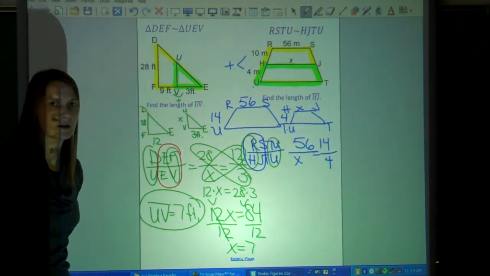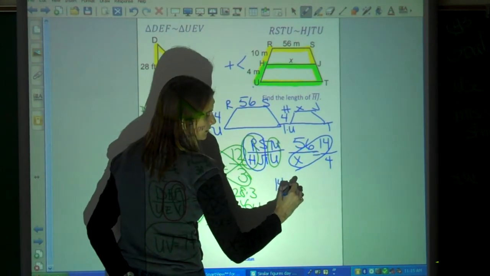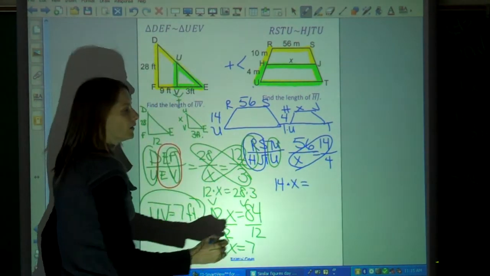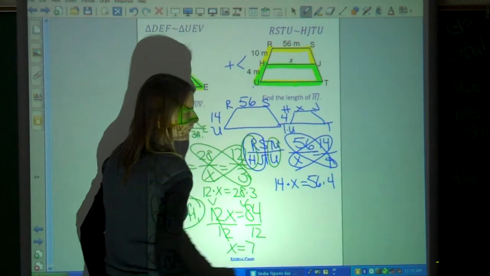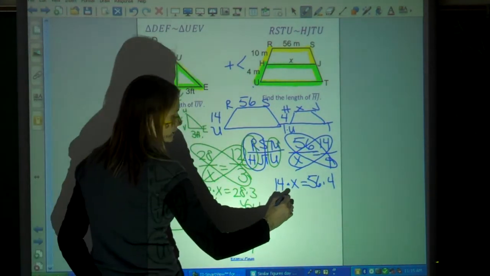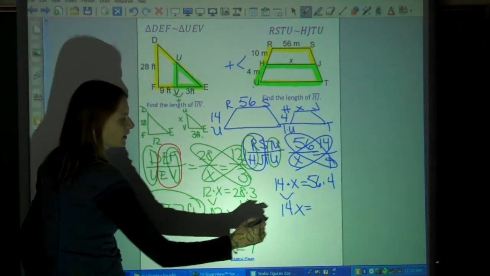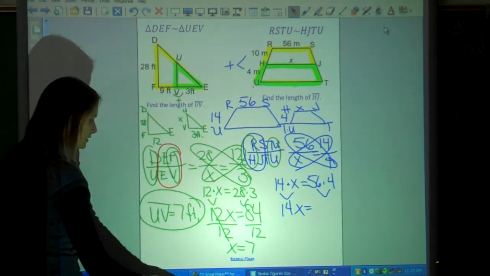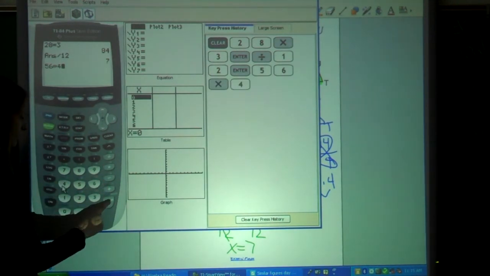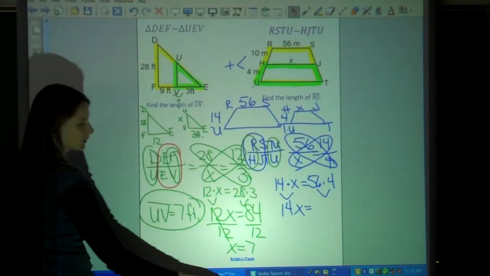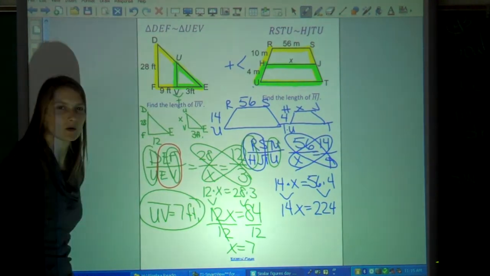And now I have a proportion, and I know that my means times my means, 14 times X, is equal to my extreme times my extreme, 56 times 4. And I can't multiply 14 times X, so we just write 14 with an X next to it, because that means to multiply. And then I'm going to do 56 times 4, stick it in my calculator, and I get 224. So 14 times X equals 224.